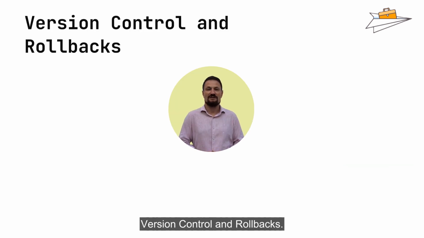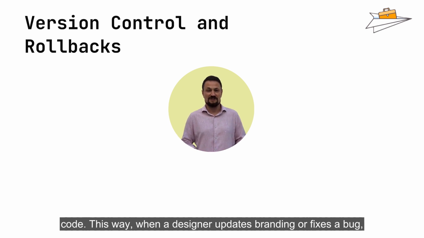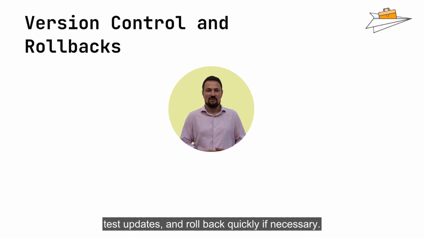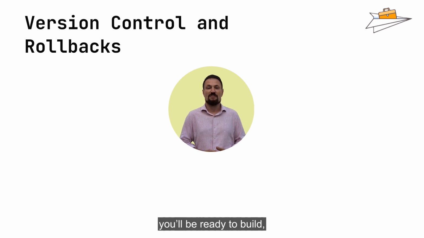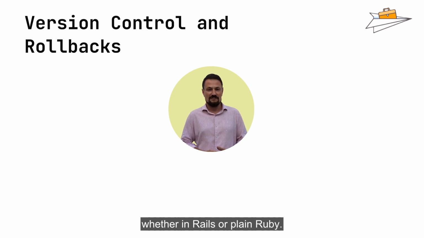Version control and rollbacks. Always keep your email templates under version control like regular code. This way, when a designer updates branding or fixes a bug, you can review changes, test updates, and roll back quickly if necessary. With these practices, you'll be ready to build, test, schedule, and send emails reliably and at scale, whether in Rails or plain Ruby.